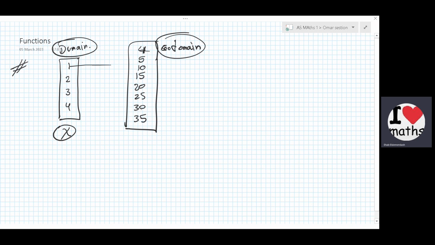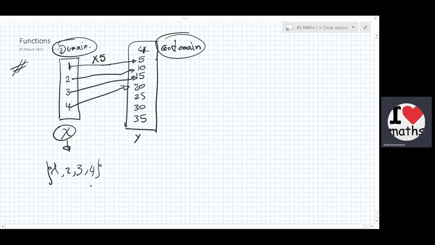Let's say they define for us a relation where y, the codomain, comes by multiplying by 5. So I need to multiply by 5. In this case, 1 will join 5. 2 will join, who can tell me, 2 will join whom? 10. 3 will join 15, 4 joins 20. So here the set of the domain in this case will be 1, 2, 3, and 4. This is my domain.